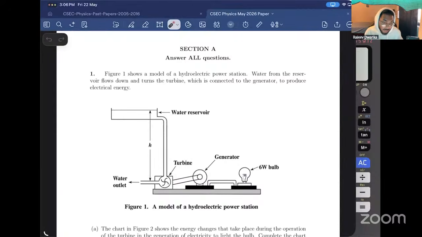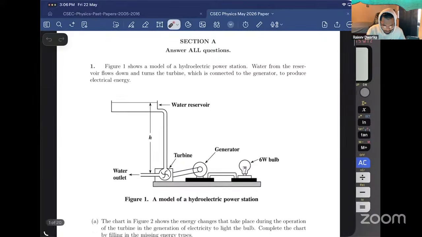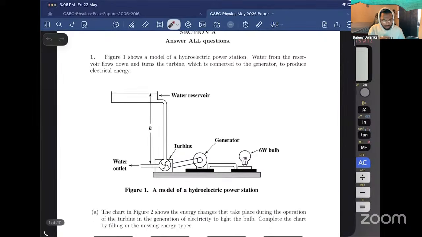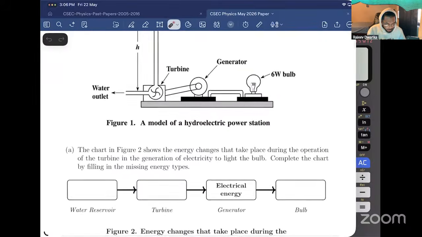A hydroelectric power station, the main goal of it is to use water at a height, so it's going to have gravitational potential energy. It's going to fall, be converted to kinetic energy, and that's going to cause the turbine to move. And when the turbine moves, it's going to be converted to electrical energy. Right, so water from the reservoir flows down onto the turbine, which is connected to the generator to produce electrical energy. So we have a chart here.